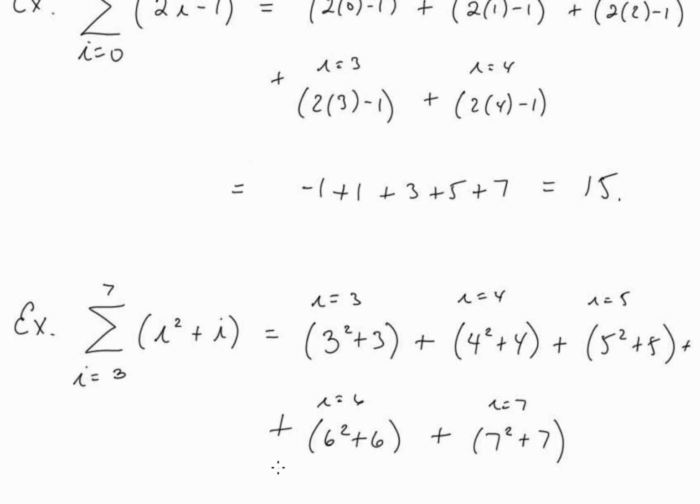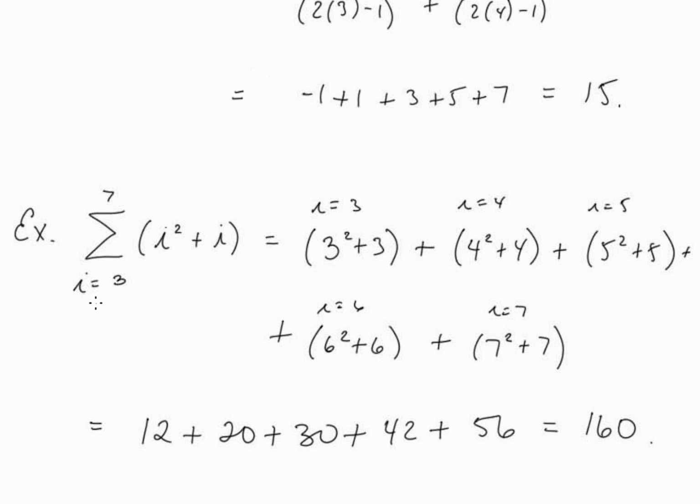Let's take a look at another. Here we have i going from 3 to 7, the summation of i squared plus i. So we start with i equals 3, and we're going to have a 3 squared plus 3. Then i increases to 4, and we're going to have 4 squared plus 4. Then plus 5 squared plus 5, plus 6 squared plus 6, plus 7 squared plus 7. And we stop there. That is the upper bound for i.